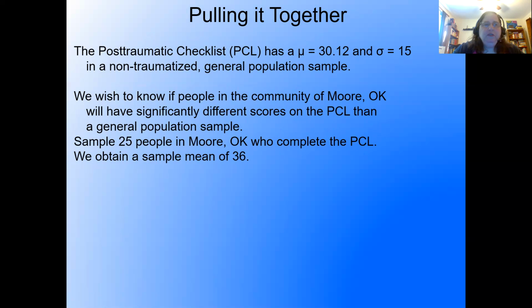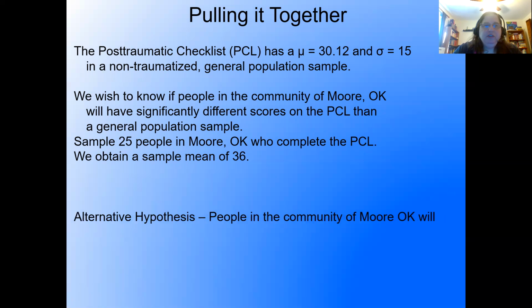So we sample 25 people in Moore, Oklahoma who complete the PCL, and we obtain a sample mean, or X bar, of 36. Okay. So if you've been watching this, you've probably noticed that we have all the information that we might need to start constructing a confidence interval.